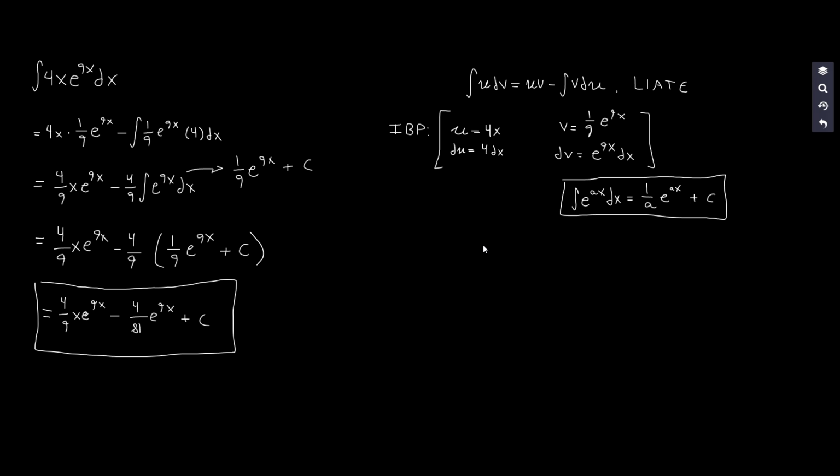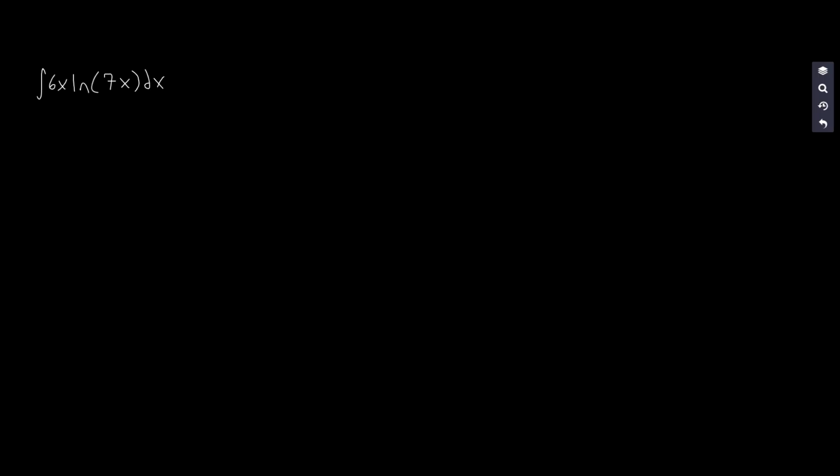And so the answer to this is going to be 4 over 9 times x times e raised to the power of 9 times x minus 4 over 81 times e raised to the power of 9 times x plus c. We have the indefinite integral of 6 times x times the natural logarithm of 7 times x, integration with respect to x.